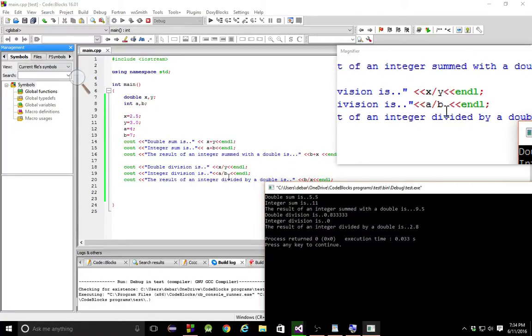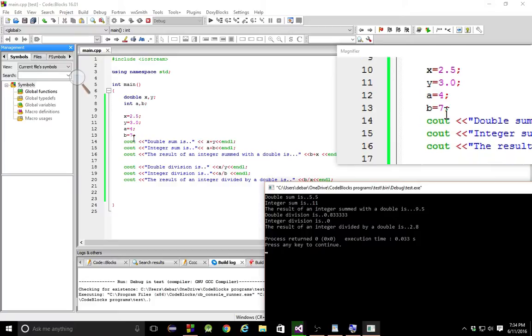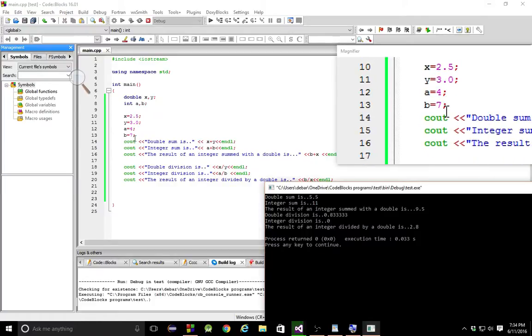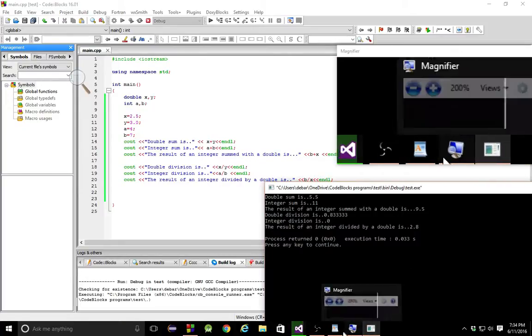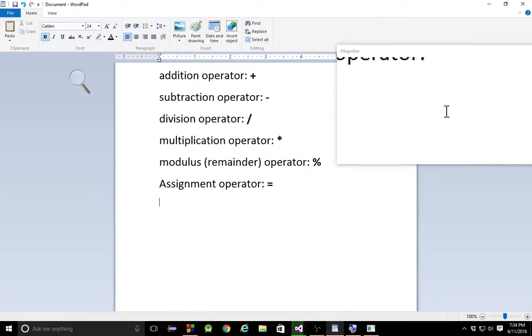is 0. How did that happen? Wait a second, 4 over 7? That can't be 0, right? Actually, what happens is when you're doing integer division, it actually rounds off a bit, and if you have something like 4 over 7, it takes the decimal place out of it. So any decimal will just round down to 0.